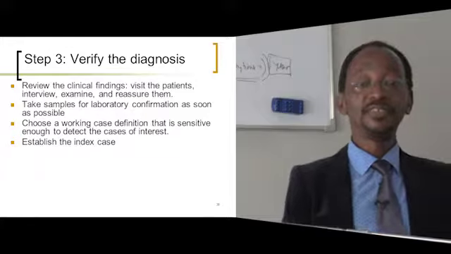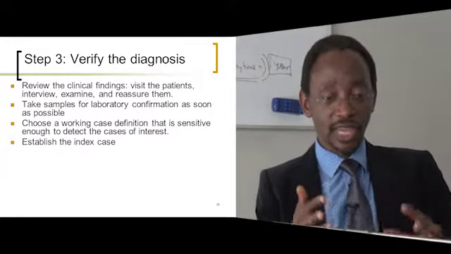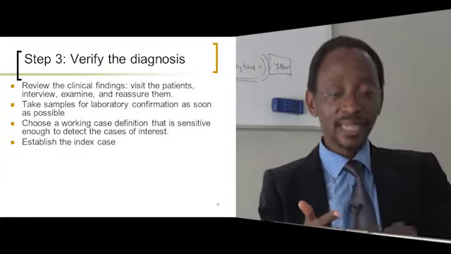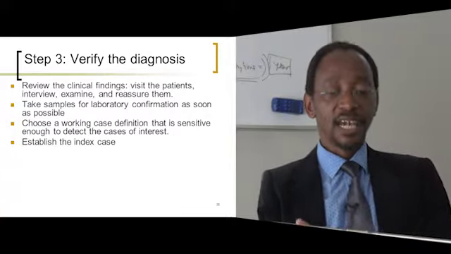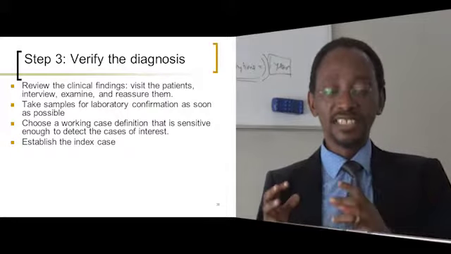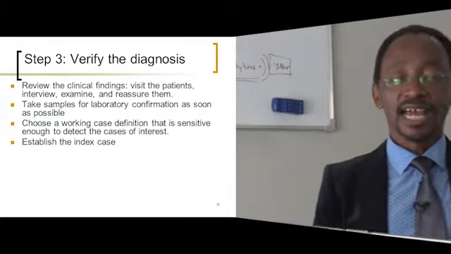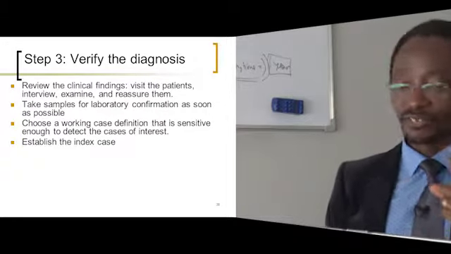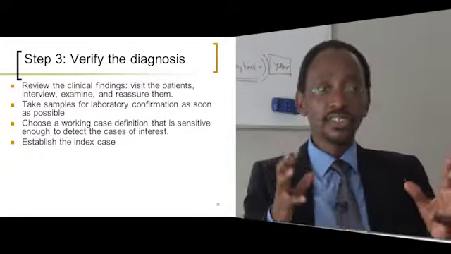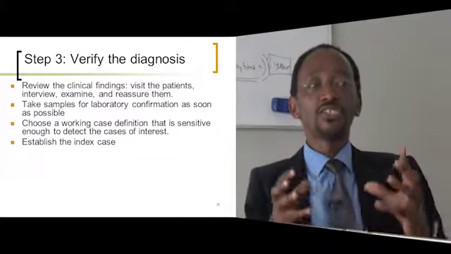Choose a working case definition. So after looking at all these, develop a working case definition. But you know that we look at sensitivity and specificity. Is it able to detect those with the disease? And lastly, try to establish the index case, the first case that was affected by this outbreak. It usually holds a lot of information on how this story began.